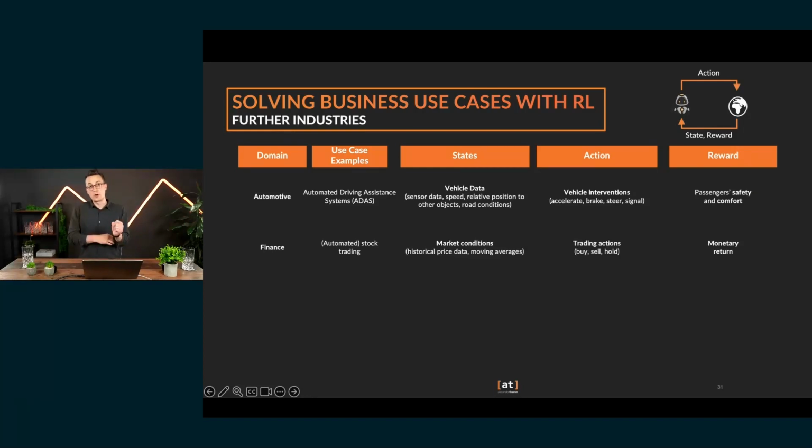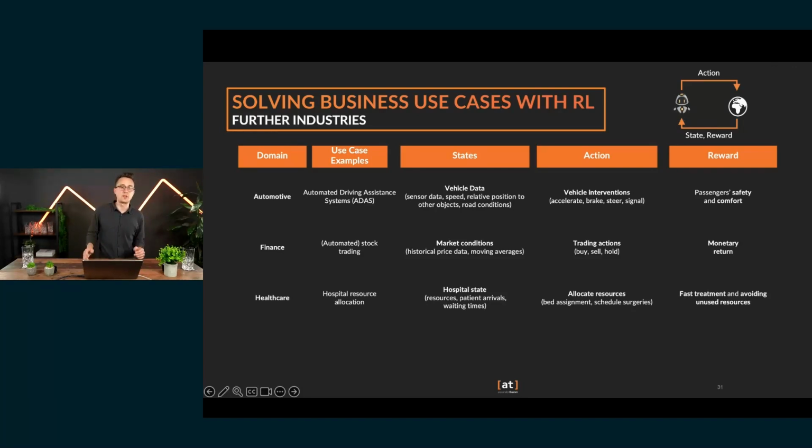Reinforcement learning is also used a lot in the domain of finance, for example, in the case of automated stock trading, where states reflect certain market conditions like historical price data or moving averages, and the reinforcement learner can learn to take certain trading actions like buying, selling, holding in order to maximize the monetary return, whilst perhaps managing some risks.